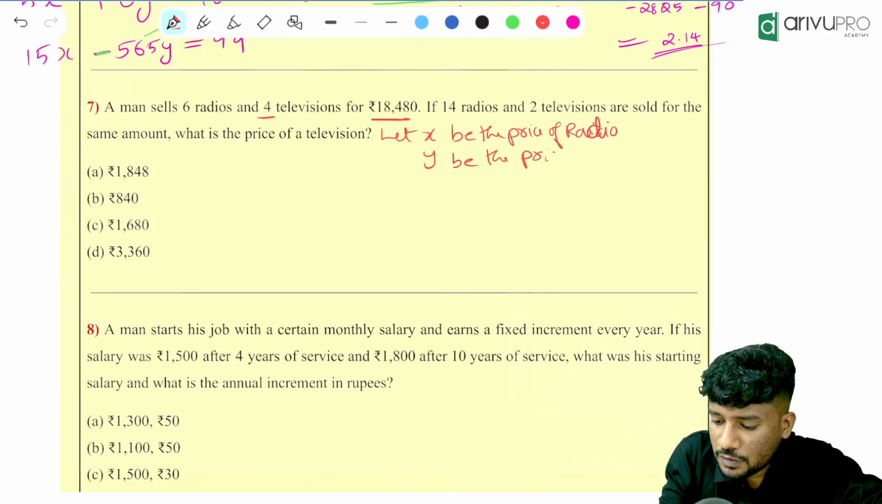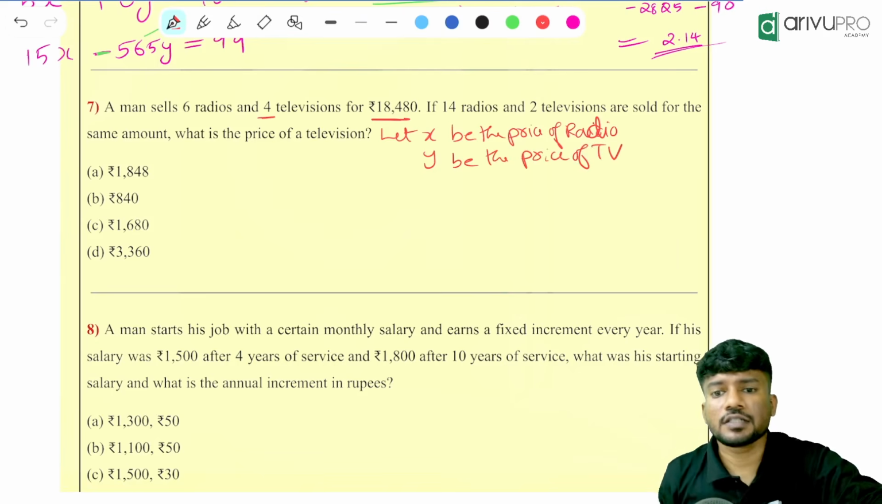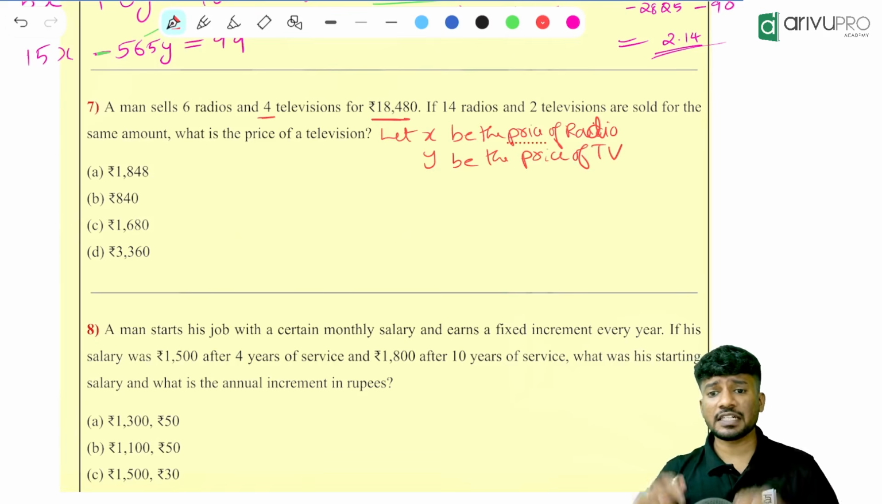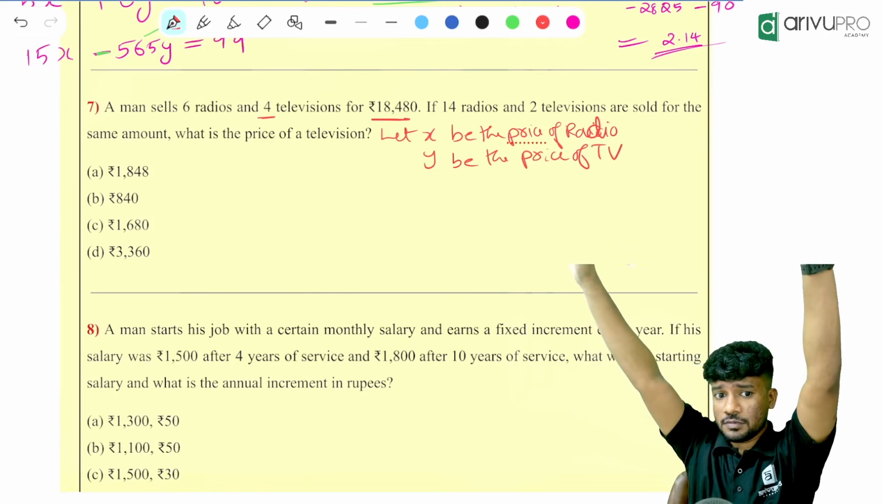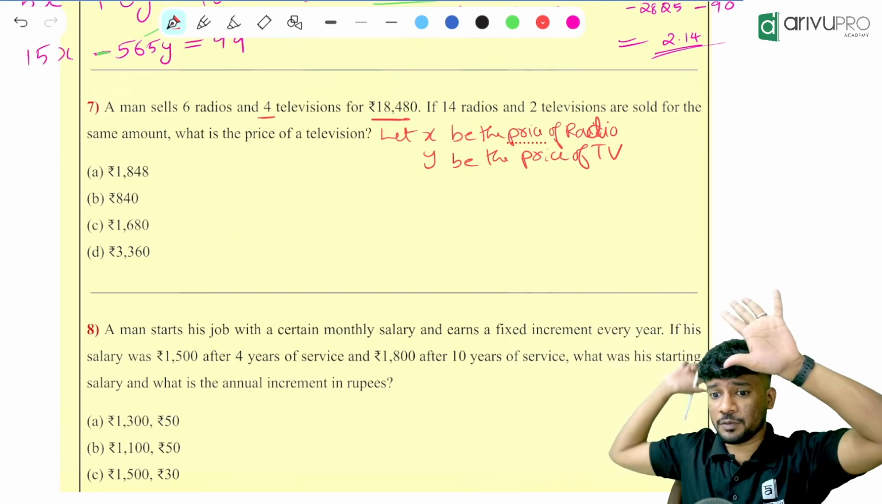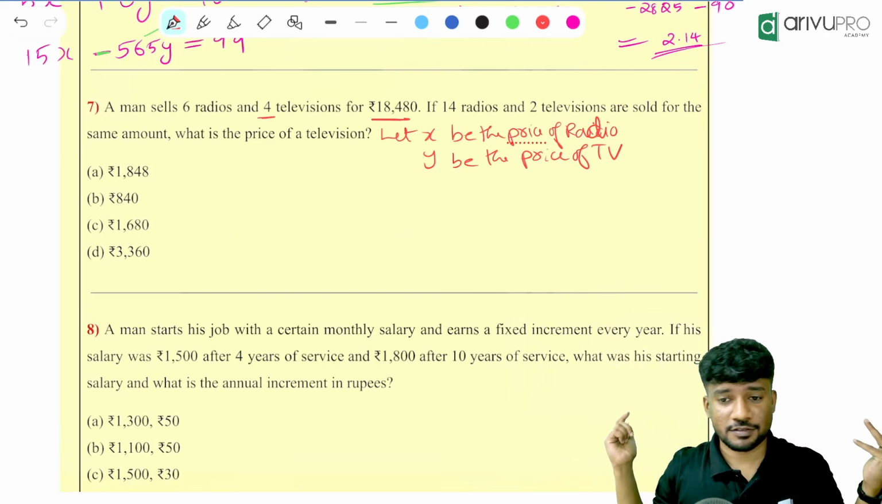price of TV. Correct. That means, people, I am having 10 Kit Kats. One Kit Kat costs 5 rupees. How much is the total price?